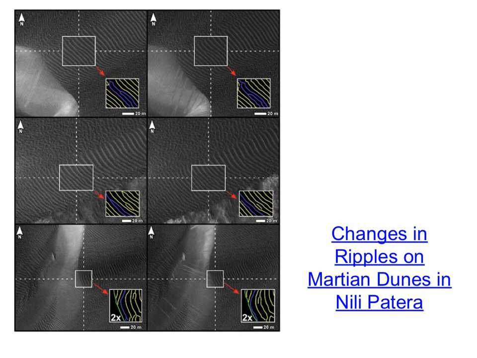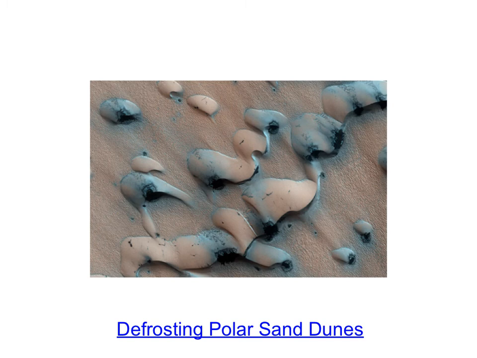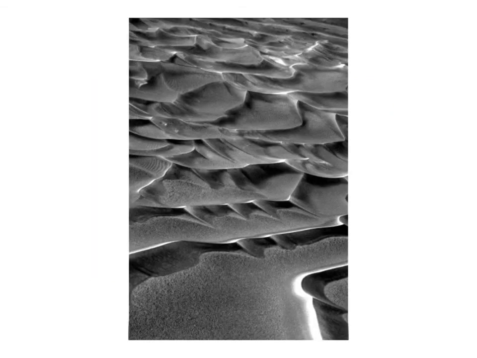There are some data showing that at least some of these dune fields are active. It's pretty subtle, but if you have the ability to take, for example, HiRISE pictures of the same area separated by years, you can see that the sand is actually moving. In some cases it's not moving, in other cases it is. We see a lot of dunes in the polar regions. Again, these are sort of like barchan dunes. Here, more complex dune patterns.